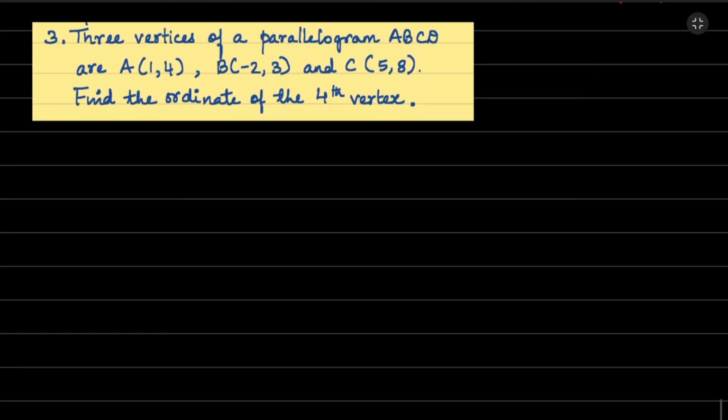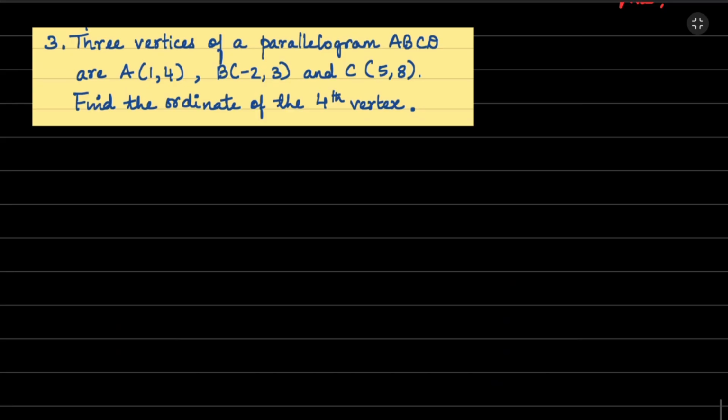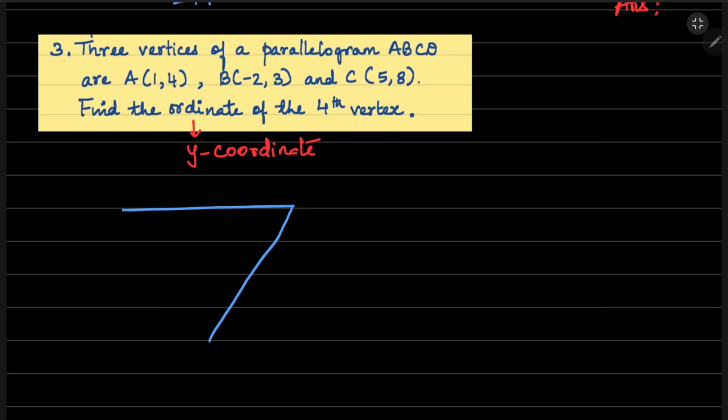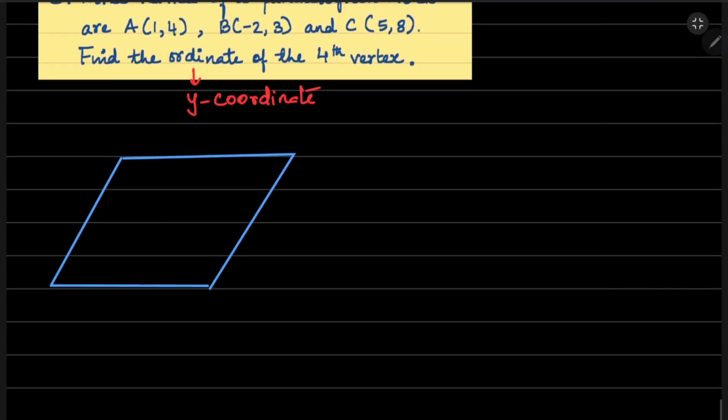Let's move on to the next question. The three vertices of a parallelogram ABCD are given. Find the ordinate. What do you mean by ordinate? The ordinate means the y coordinate of the fourth vertex. Y coordinate. So let us draw the diagram. So you have a parallelogram.